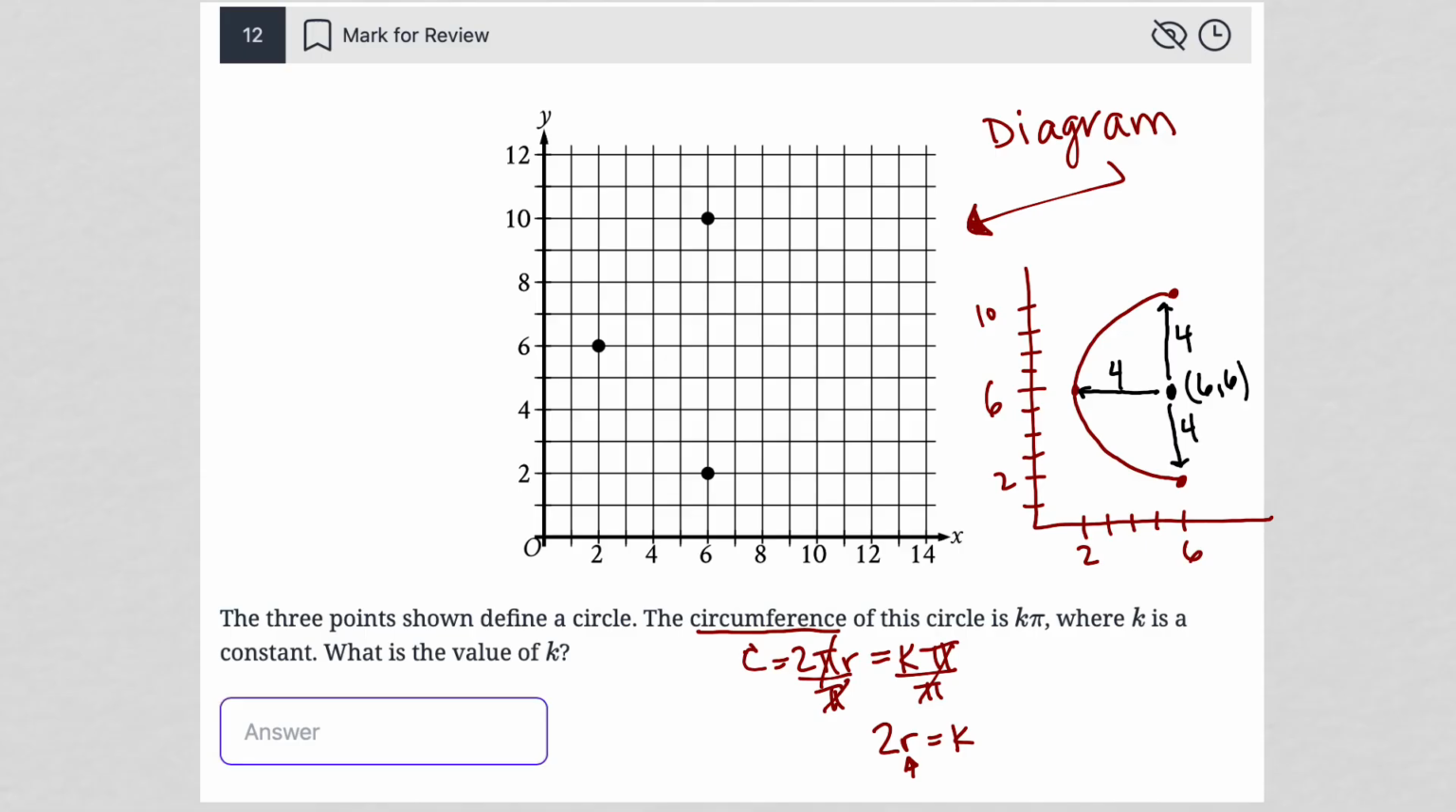So I'm pretty confident now that my radius is 4, which means k is equal to 2 times 4, which is equal to 8. And therefore my answer here is 8.